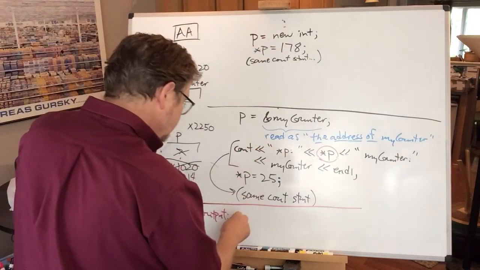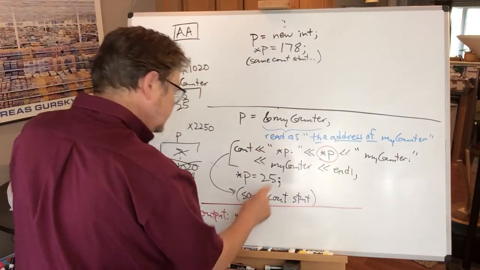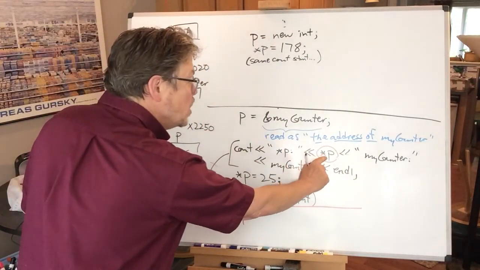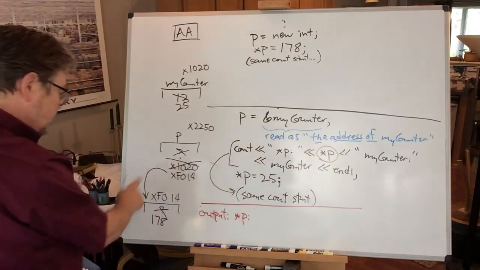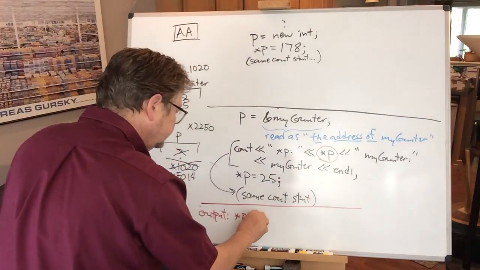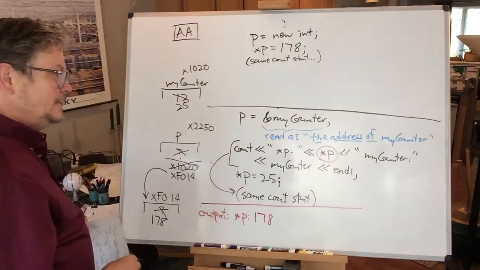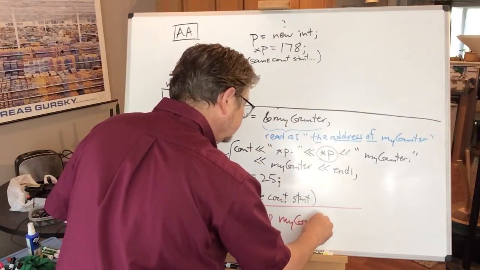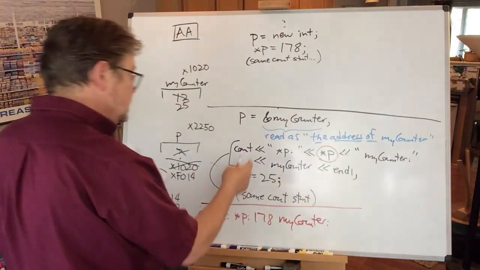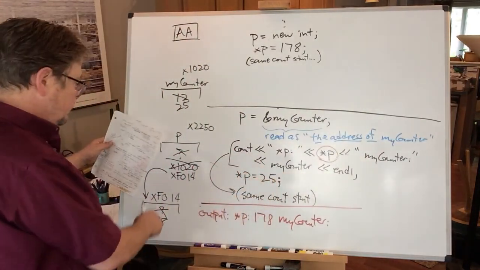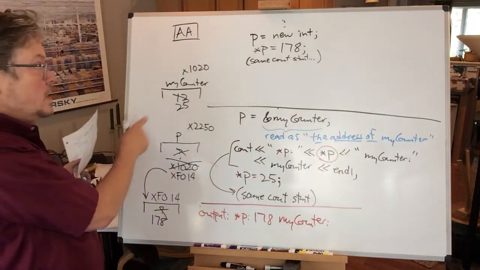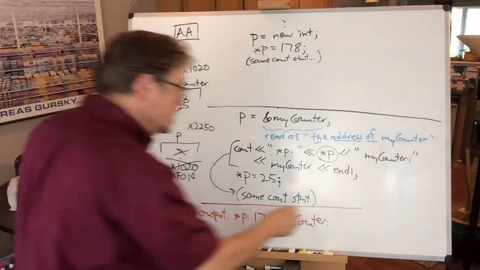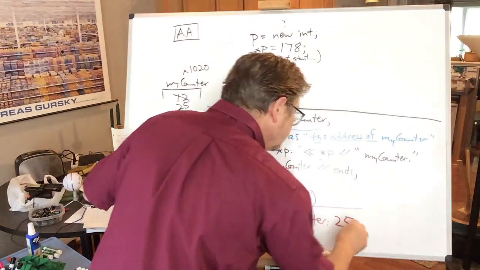It prints out StarP, colon, and a space. Then, say it along with me. What's pointed at by P? What's pointed at by P is 178. Then space, the string my counter, a colon and a space, and the value of variable my counter. Now look what happened. P doesn't point at my counter anymore, so when we changed what's pointed at by P, it had no effect on the value of my counter. So my counter is still 25.